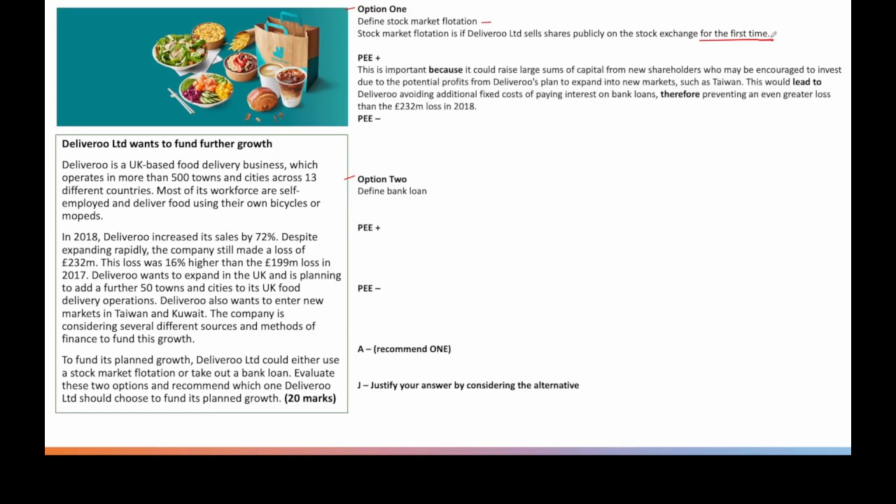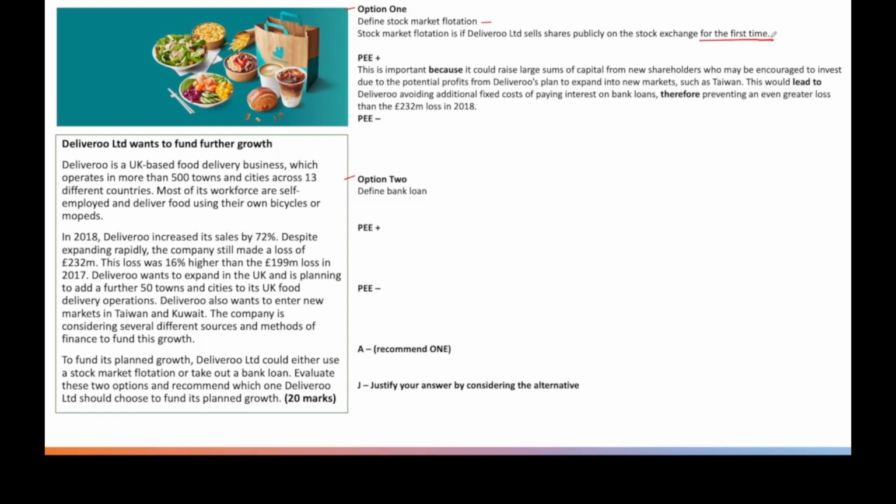Then you can see we've got at least 3 chains of argument in here. This is important because it could raise large sums of capital from new shareholders who may be encouraged to invest due to the potential profits. So they're not making profits now, okay, potential profits for the future.